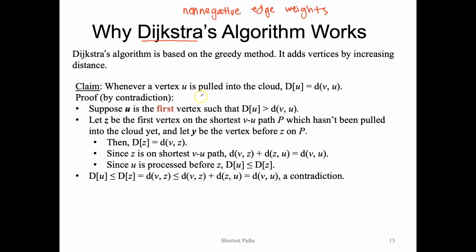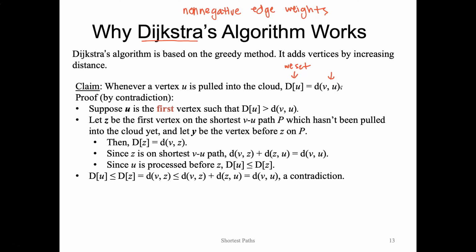So we claim that for a vertex u, at the moment that it's pulled into the cloud, the distance label that we set for u is exactly equal to the actual distance from the starting vertex v, which is the root of that shortest path tree, to u. So this is what we set, and this is the actual distance from v to u. And we claim that these things are the same thing. So whenever we add a vertex u to the cloud, we've correctly set its distance label.